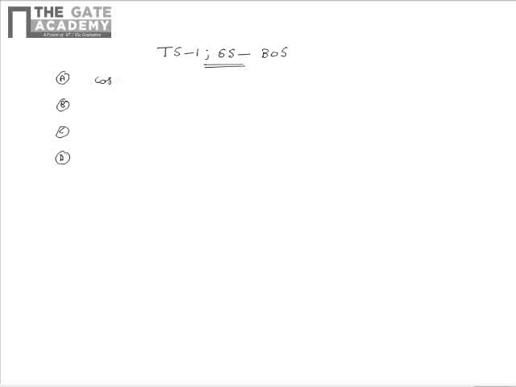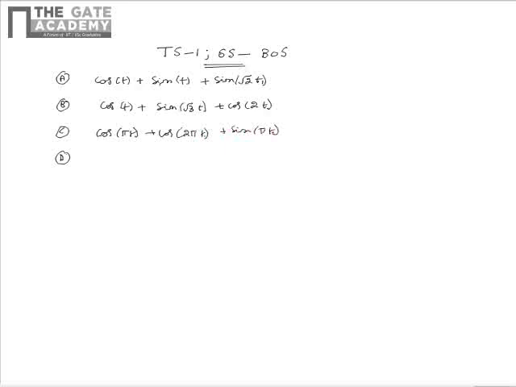The option A contains cos t plus sin t plus sin root 2t. The option B contains cos t plus sin root 3t plus cos 2t. The option C contains cos of pi t plus cos of 2 pi t plus sin of pi t plus sin of 50 pi t. The option D contains cos of root 3t plus sin of 5t.